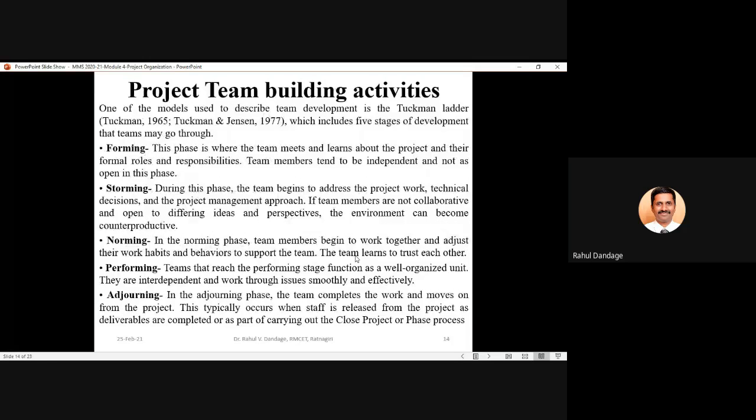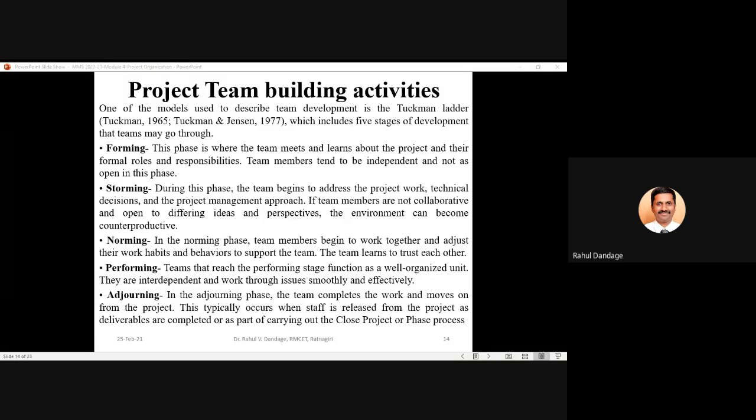Then another important part is about the project team building activities. There are certain activities which are considered as project team building activities, and these activities have been defined by Mr. Tuckman in 1965, and still these activities are in place. These activities are that much effective in developing or building the project team.